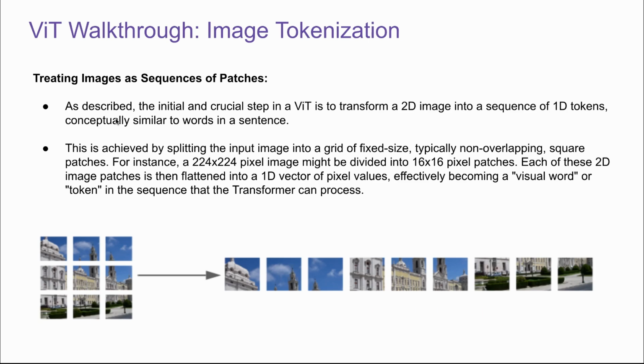As described, the initial and crucial step in a ViT is to transform a 2D image into a sequence of 1D tokens, conceptually similar to words in a sentence. And this is achieved by splitting the input image into a grid of fixed size, typically non-overlapping square patches. For instance, a 224 by 224 pixel image might be divided into 16 by 16 pixel patches. Each of these 2D image patches is then flattened into a 1D vector of pixel values, effectively becoming a visual word or token in the sequence that the transformer can process.